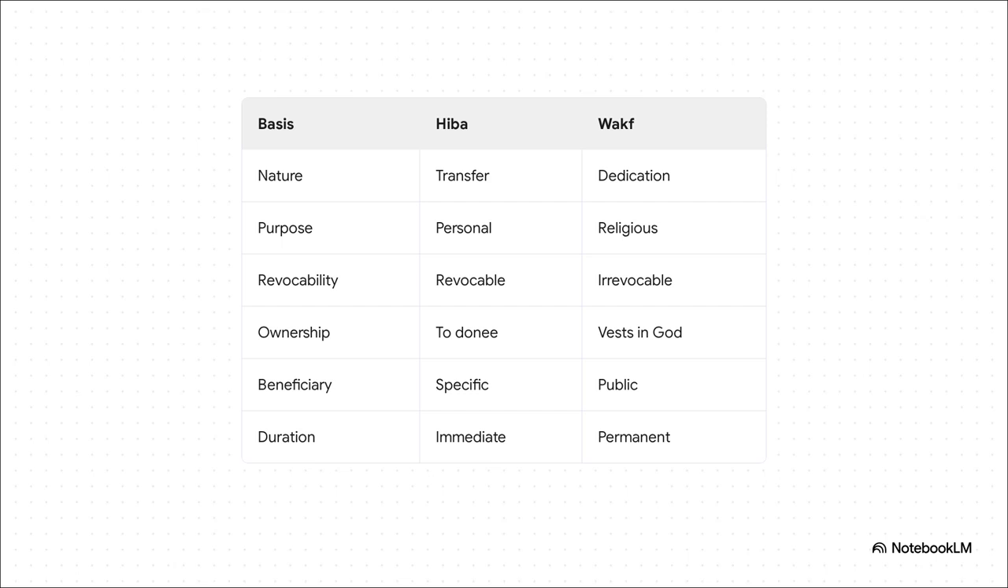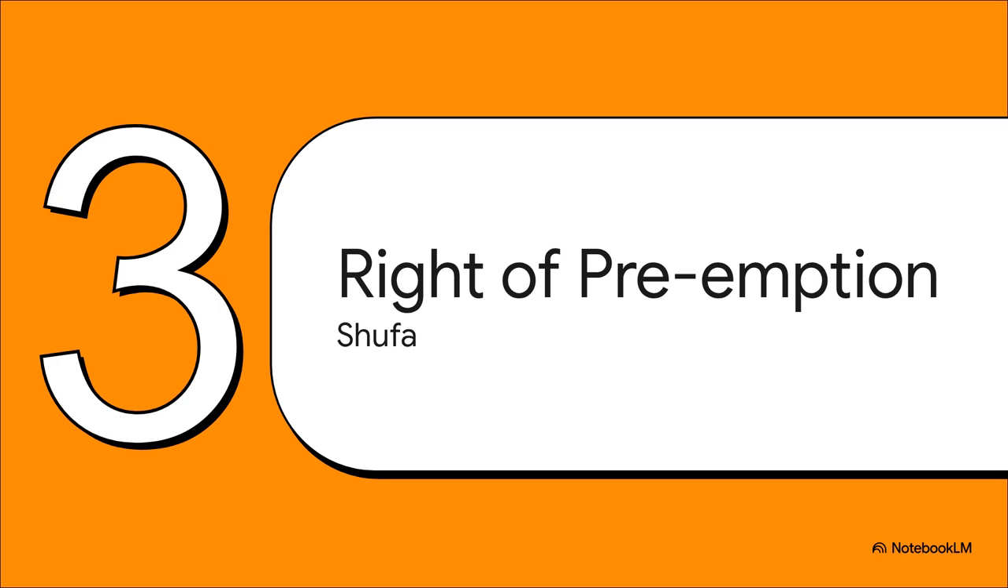Fourth, ownership. In Hiba, it transfers directly to the donee. In Wakf, it vests in God. Fifth, beneficiary. Hiba targets a specific person, Wakf targets the public or a religious purpose. And finally, duration. Hiba is an immediate transfer, while Wakf is a permanent dedication. Presenting this in a clean 6-row table guarantees maximum marks because it visually demonstrates utmost clarity of thought to the examiner. Next up, Part 2, Right of Preemption, Shufa.